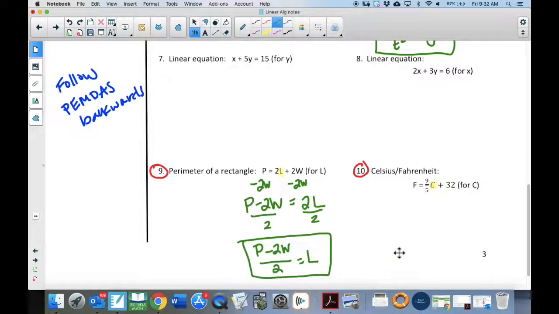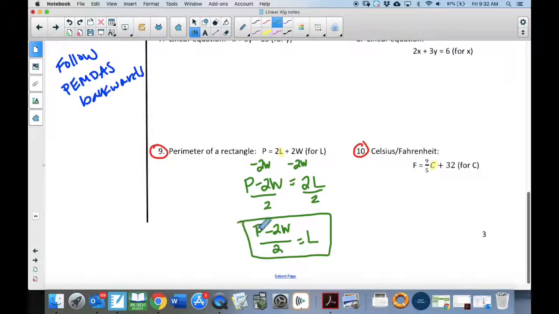And there's actually 2 different ways you could write this answer. You could leave it: P minus 2w over 2 is equal to L. If you wanted to sort of divide that out, you could, and you could write your answer as P over 2 minus w is equal to L.